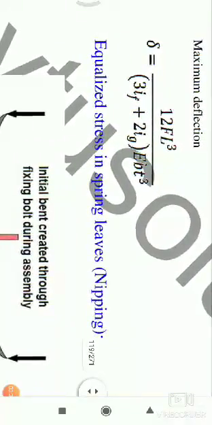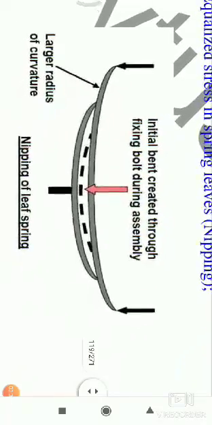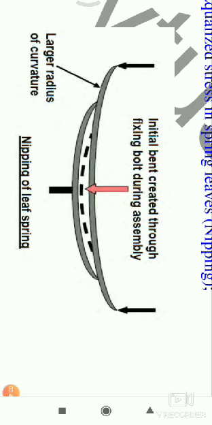Now the next part comes: equalized stress in the spring leaves, or what is called nipping. What is nipping? If you observe the diagram here, the top one is the master leaf and the bottom one is the graduated leaf. The top master leaf has a larger radius of curvature. The initial bend is created through the fixing bolt during assembly.